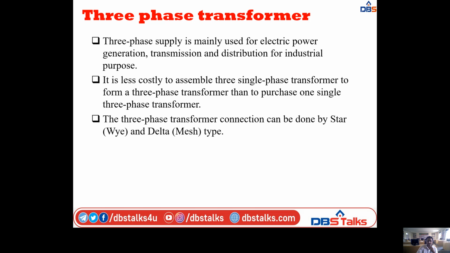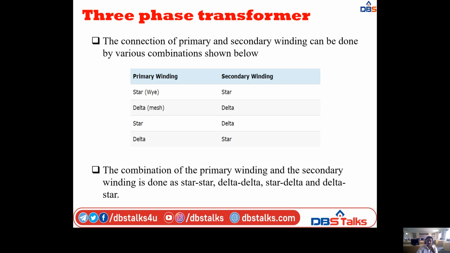Next, the three-phase transformer connection can be done by star, also known as Y, and delta, also known as mesh. Star and delta type. The connections of the three-phase transformer can be done by star and delta type. Next, the connection of primary and secondary winding can be done by various combinations shown below.